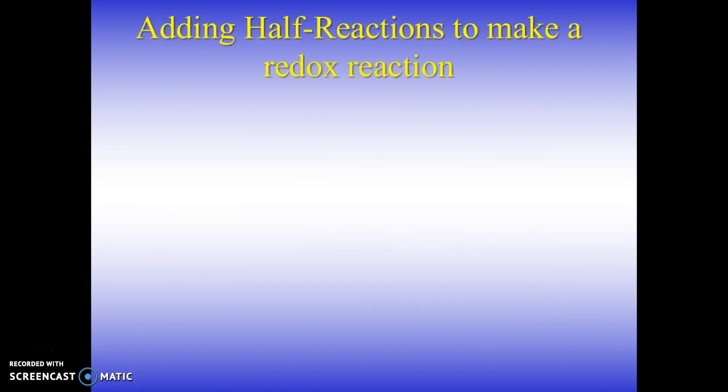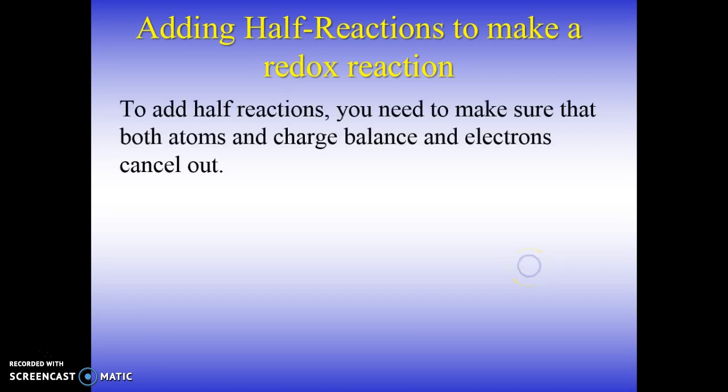All right, so now what if you're given a situation where you have the 2 half reactions and you have to add them together? So you didn't start with the overall reaction, you started with the 2 half reactions. So how do you get to the final overall reaction? To add the 2 half reactions together, you need to make sure that both atoms and charge balance and the electrons have to cancel out.